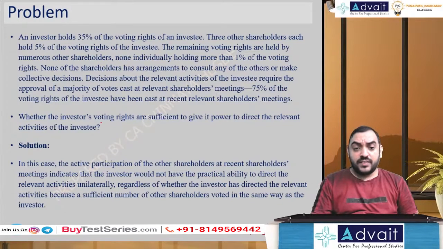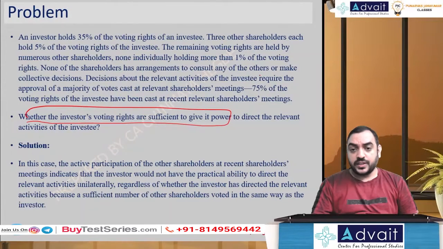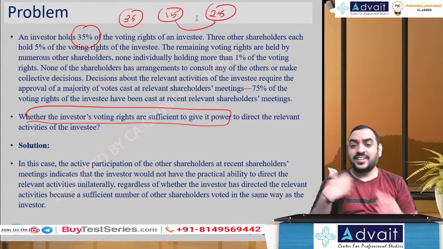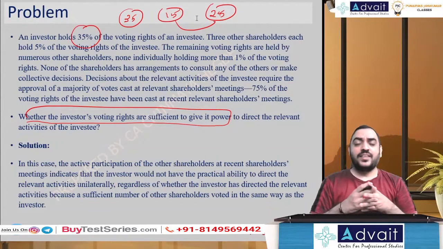Okay, so whether the investor voting rights are sufficient to give the power, the answer is no, because 75% of the people are only voting and 35 out of 75 don't really contribute to the majority. Other shareholders having 5% each, if they vote against you, 15%, this is 35 and this is 50, and the remaining people who are voting are, I think, 25, total 75. So if these people vote against you, you may not be able to make the decision on your own, so you say that you're not having the authority.